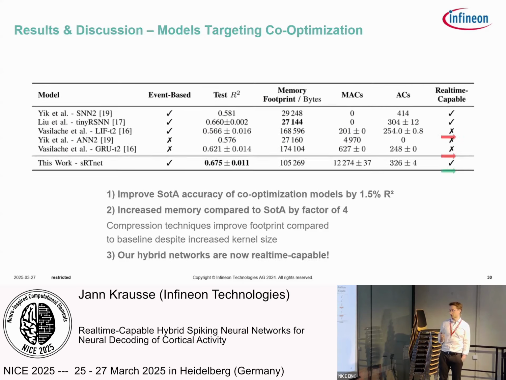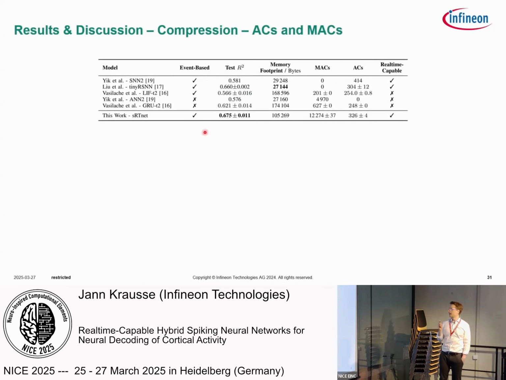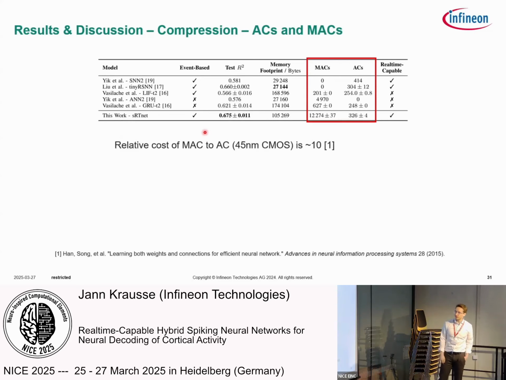There is, however, one discussion that we have to have, which is about the computational load. All of the other approaches are either purely SNN or purely ANN. That means they either only care about accumulated operations or MAC operations. You can give a relative cost of MAC to AC. Leo et al., authors of TinyRSNN, also report this. For 45 nanometer CMOS, the relative cost is roughly 5 for floating point operations, for integers more like 30.